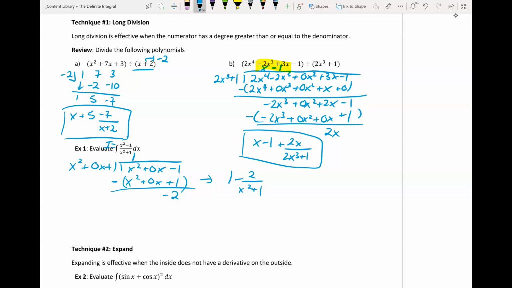I'm going to call this integral I. So I can be re-represented as the integral of 1 minus 2 over x squared plus 1 dx. And this is what we're going to integrate. The antiderivative of 1 is just x. This 2 is just a number, but I know what the antiderivative of 1 over x squared plus 1 is, and that's tan inverse.